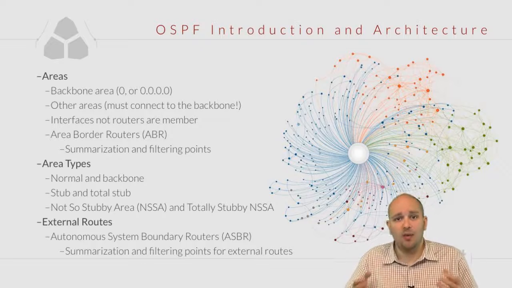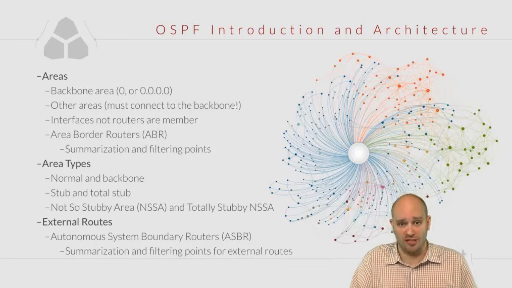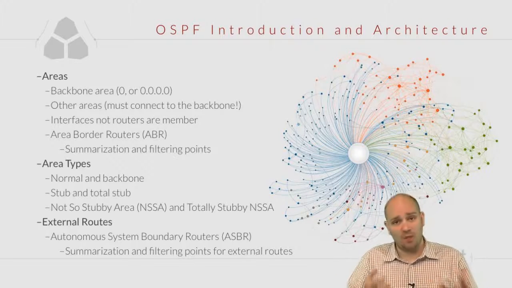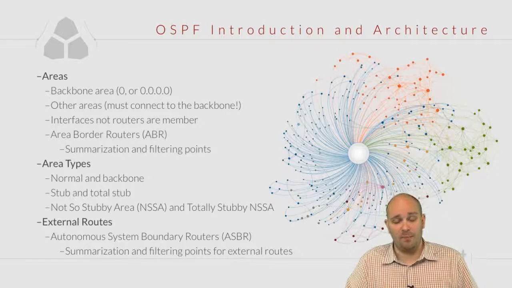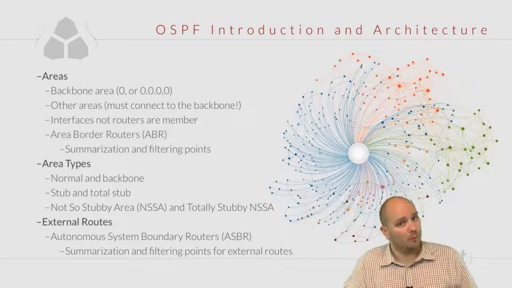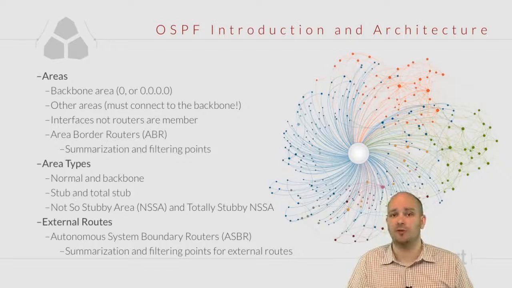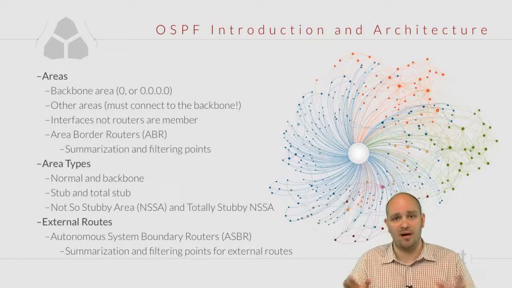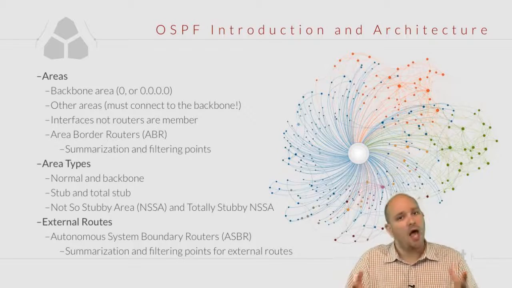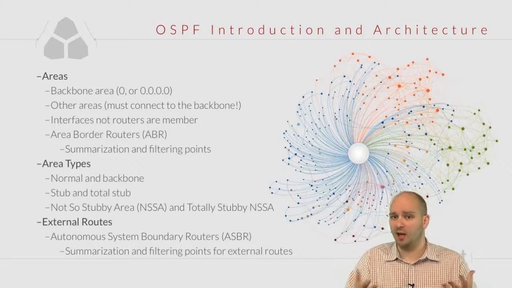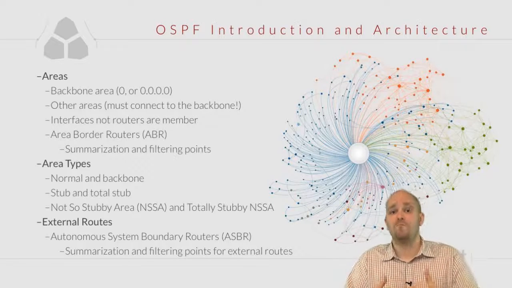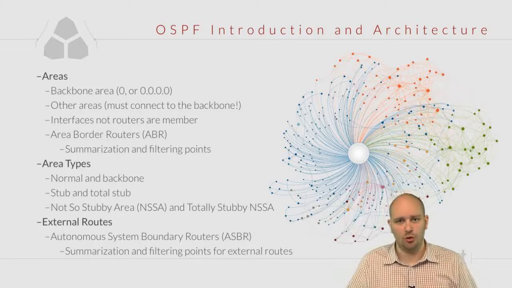At the ASBR, we can summarize the external routes as they are being injected, or we can filter them before we inject them into the routing domain. But once we have injected them into the routing domain, we can no longer summarize or filter them anywhere, unless we are dealing with different area types that are not allowing any of these LSAs to go through.